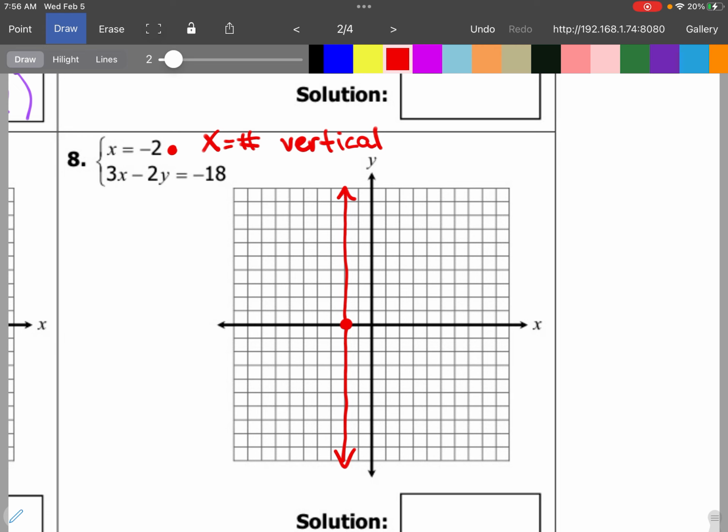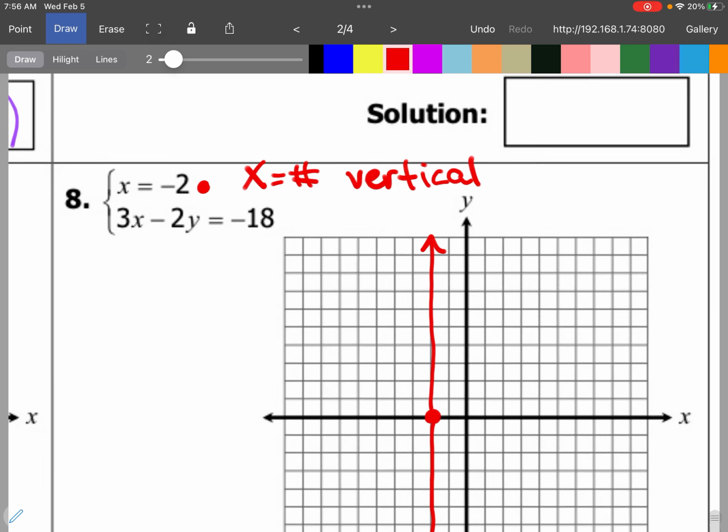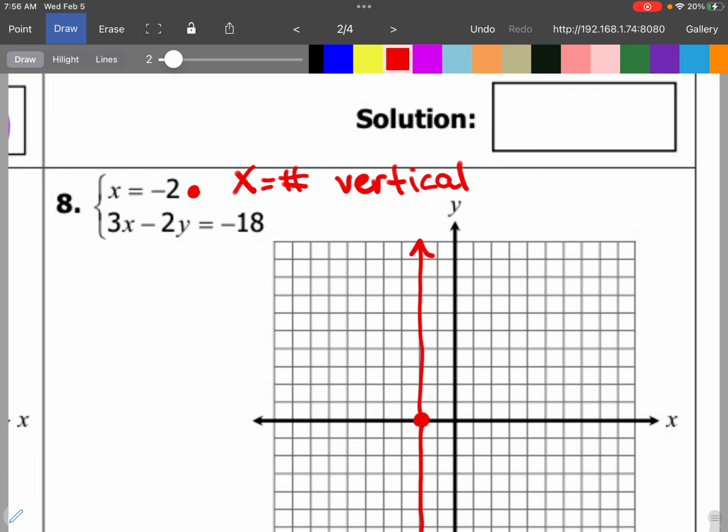That one's done. That's our special scenario. Now here we go. Right here we got 3x minus 2y equal to -18. We gotta, I repeat, we gotta get y by itself. So let's work that out. This is going to be our blue line.